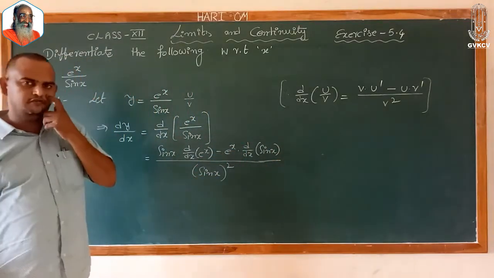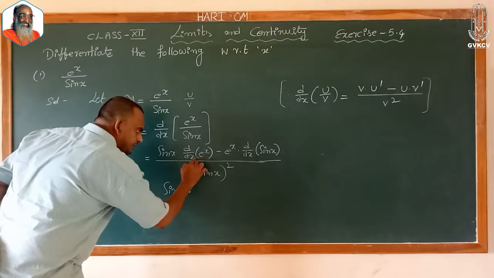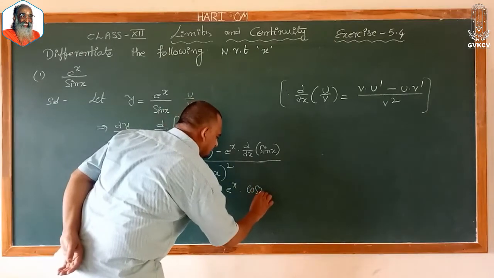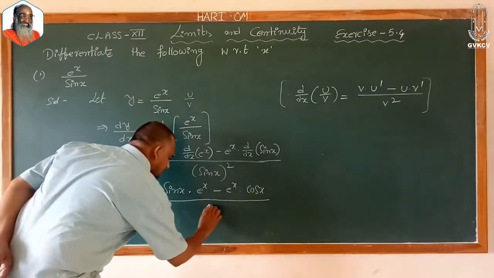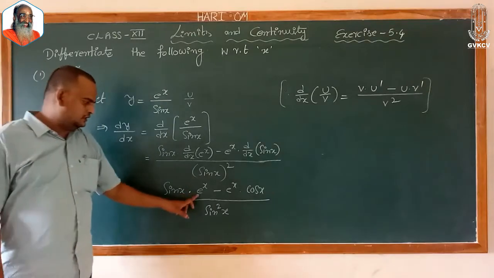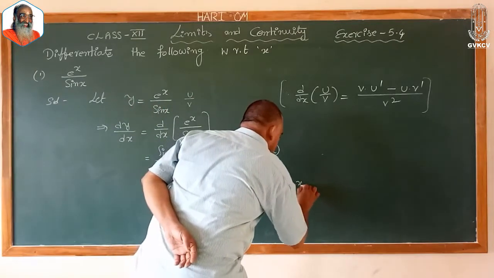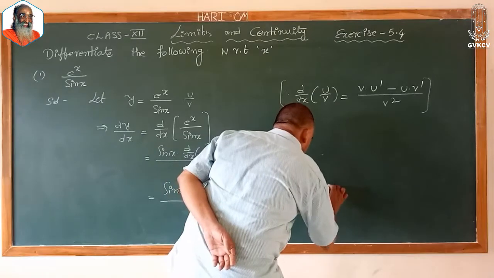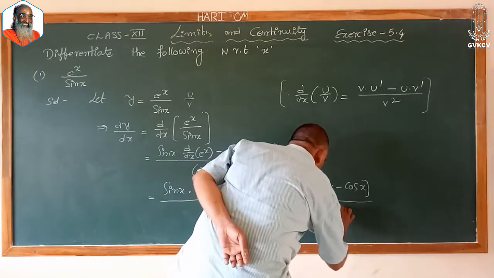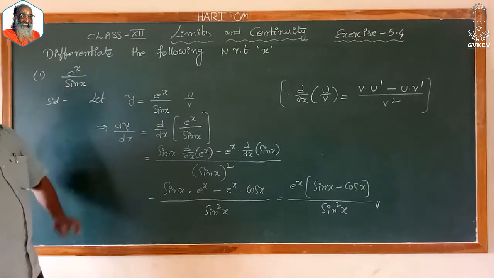This is about the u by v form. Now let us continue. That is equal to sin x into the derivative of e^x, which is e^x, minus e^x into the derivative of sin x, which is cos x, over (sin x) whole squared, which can be written as sin squared x. Now when we observe, here I have e^x and here also e^x. I can take e^x as common. Then I get e^x (sin x minus cos x) by sin squared x. This is the derivative of e^x by sin x.